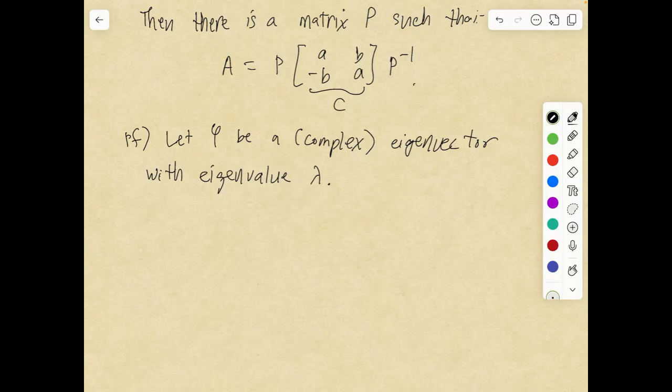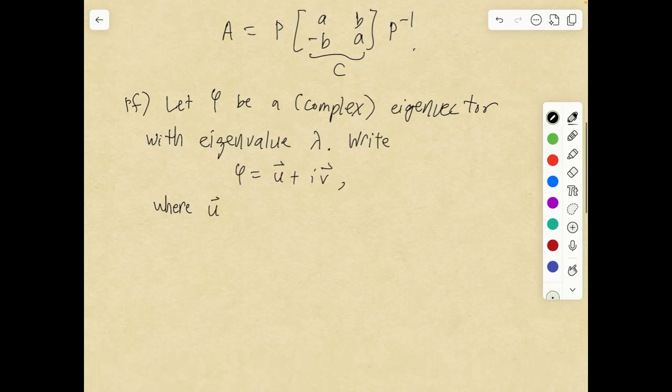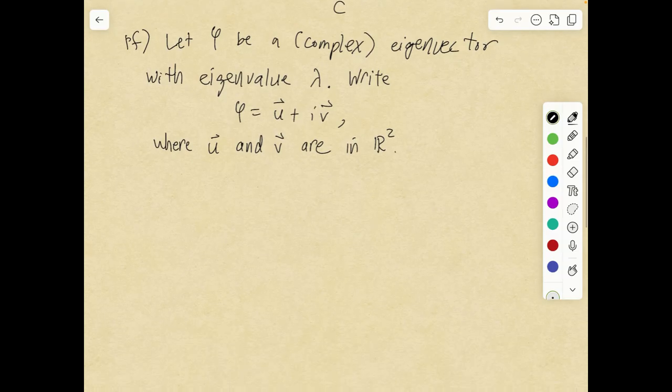So what you can do is write phi as u plus iv, where u and v are vectors in R2. We're just splitting it into the real and imaginary parts. Now let's calculate A times phi.